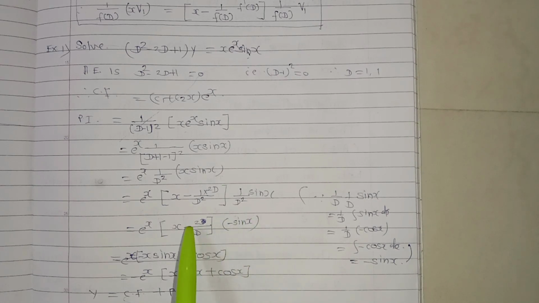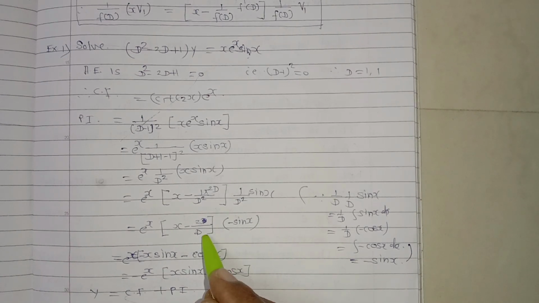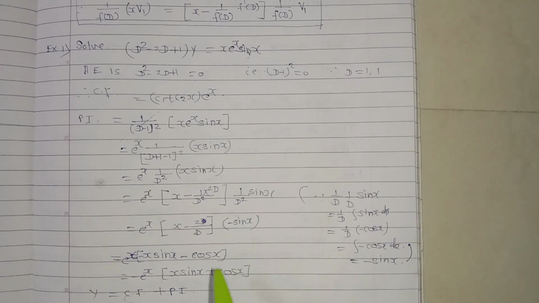Now we operate this minus sin x on this bracket. So we get e raised to x into bracket minus x sin x minus 2 into the derivative of minus sin x, which is minus cos x, that is 2 into minus sin x into derivative of sin x, that is 2, as it is the derivative of the integration of sin x. 1 upon D means integration.